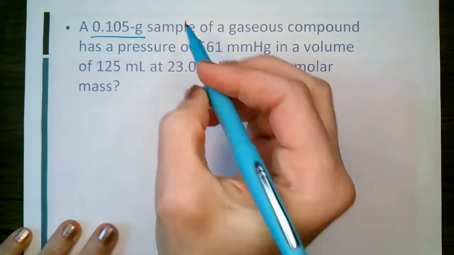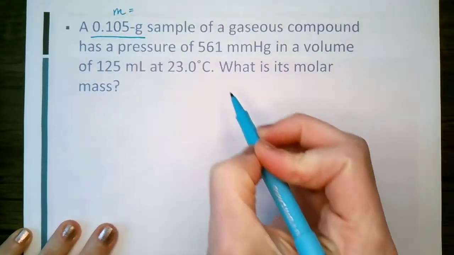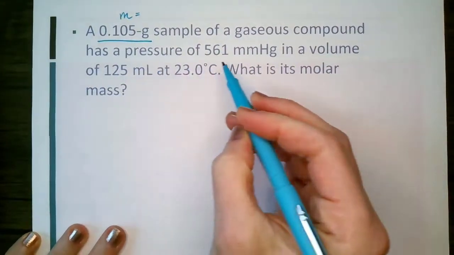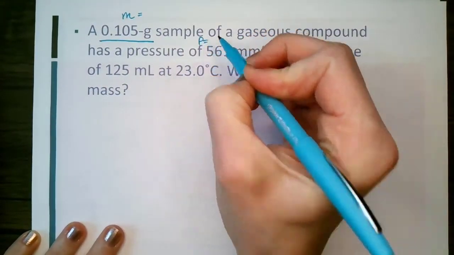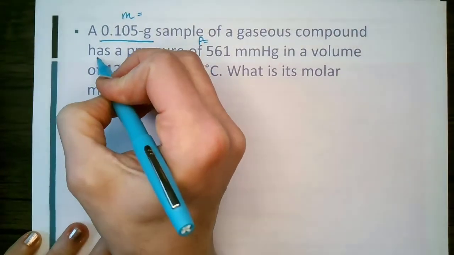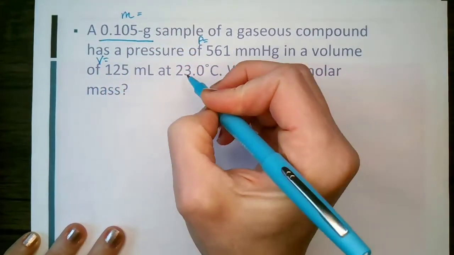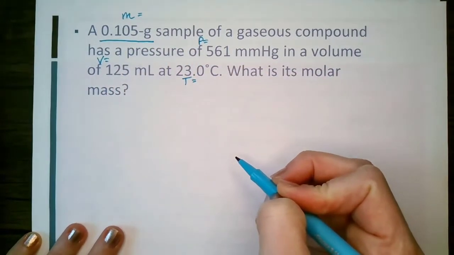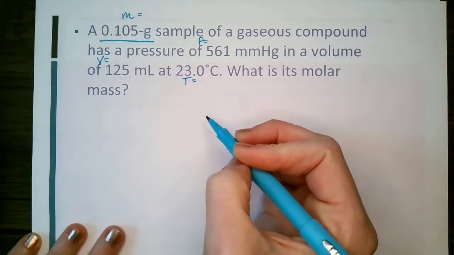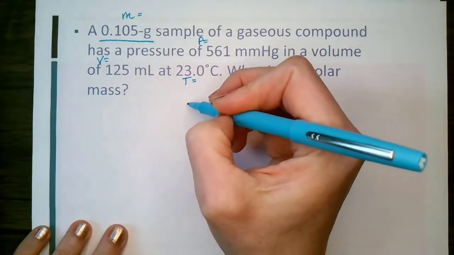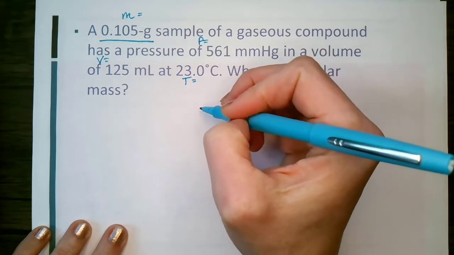All right, let's see what this one's asking us to find. We've got a 0.105 gram sample. That's our mass. The gaseous compound at a pressure in a volume of 125 milliliters and at a temperature of 23 degrees Celsius. What is its molar mass?